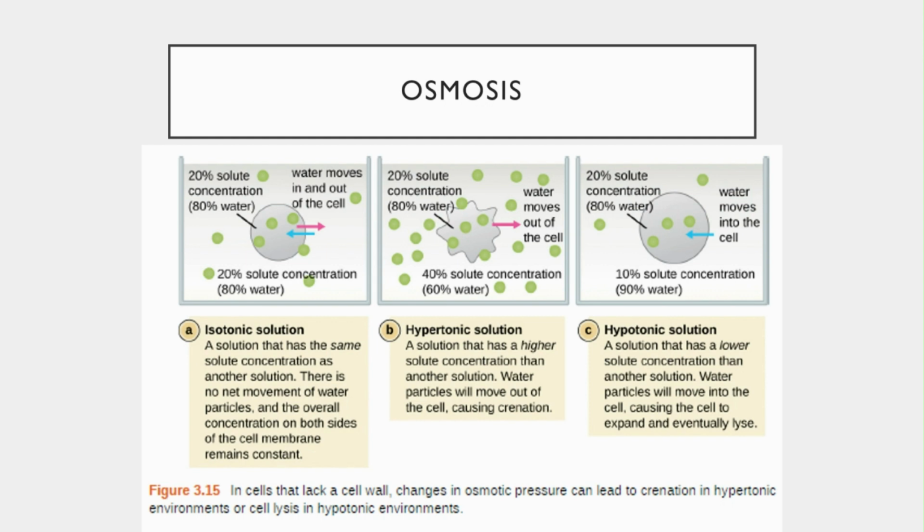In example B, the solute to water ratio is higher on the outside of the cell than inside the cell. So there's more salts or solutes in the water, a higher concentration of them outside of the cell. This is called hypertonic. Hyper means high. So there's a high amount of solutes outside the cell. Therefore, to counteract this imbalance, water rushes out of the cell. Because the solutes are trapped and cannot equilibrate by moving inside the cell, water has to do the work here.